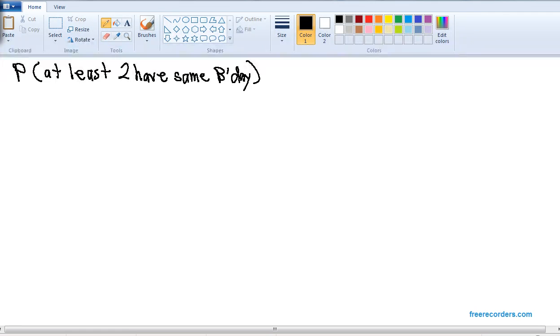Okay, remember we learned something called the complement rule. It said the probability of an event is 1 minus the probability of its complement. And that's going to make this one much, much easier for us to figure out. Instead of finding the probability that at least two of the 23 have the same birthday, we are going to find 1 minus the probability of the complement.